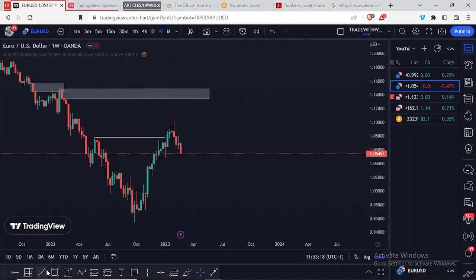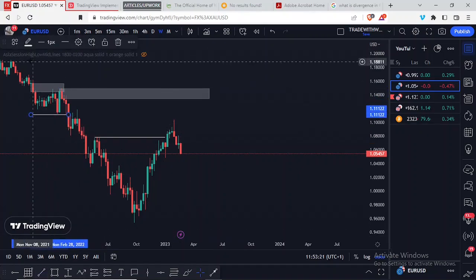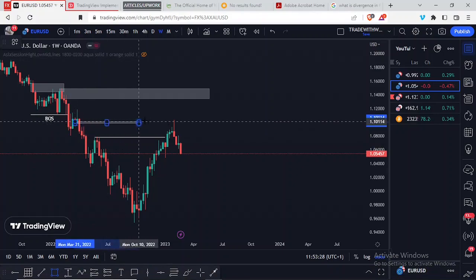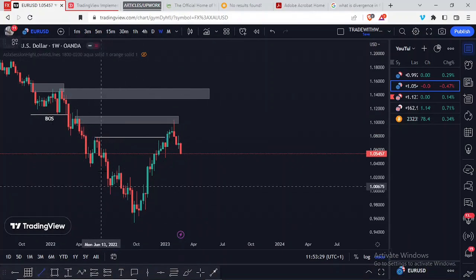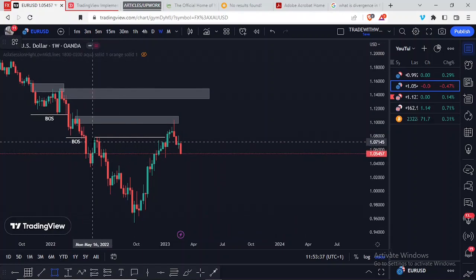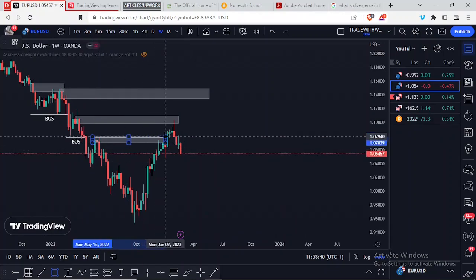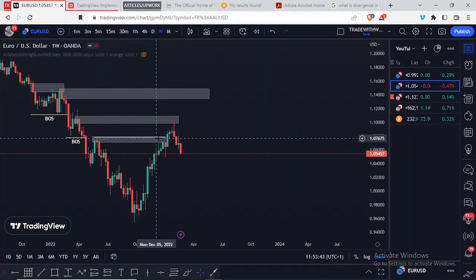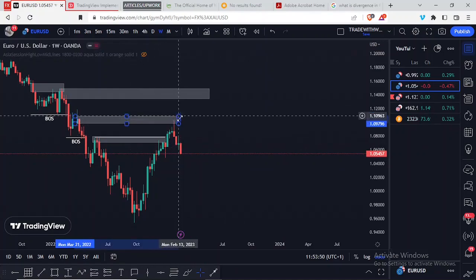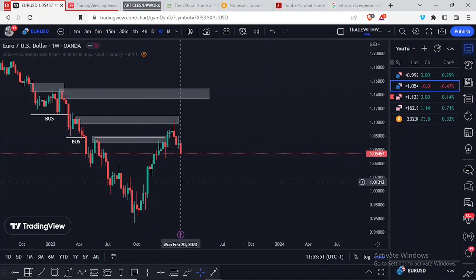We have a supply zone there caused by break of structure here, and we also have a lot of supply zones here. So this is another supply zone which got mitigated, that can be used for what's called swing trade. And we also have a supply zone here that became invalid as price was moving. You can see this became invalid, price broke out of it, and then went to tap into the second weekly supply zone. You can see that.